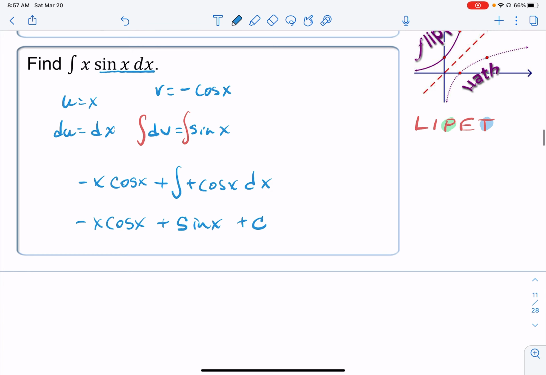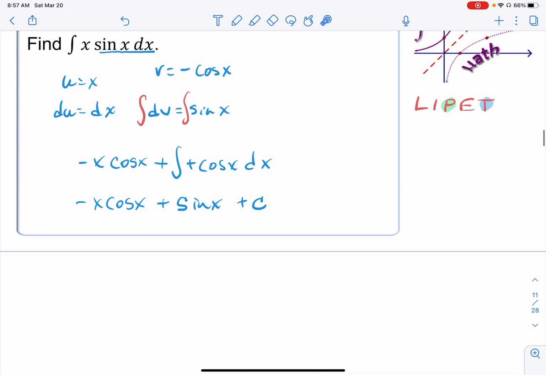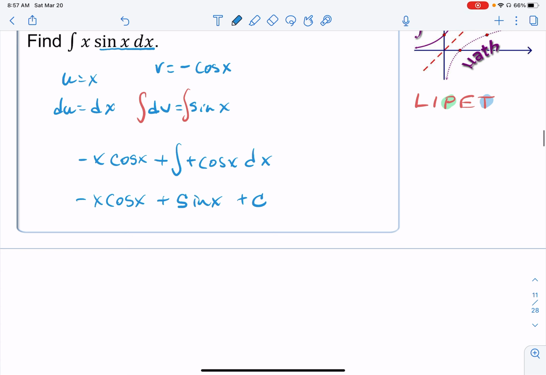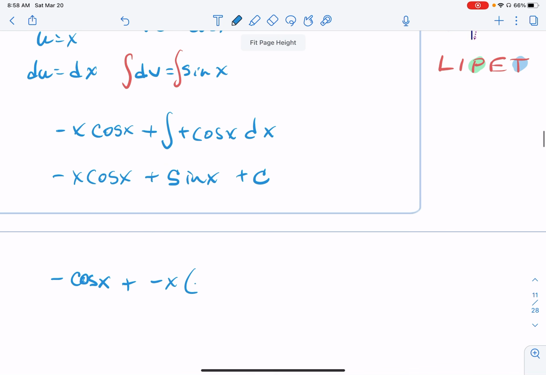Let's check this, which is a good idea, especially when you're first starting out. Let's check it by taking the derivative of this answer, and I should get back to x sine x, right? Using the product rule, I'll tag the negative sign with the x. The derivative of the first function is just negative, so negative cosine x. And then plus the first one times the derivative of the second one. So plus the first function, negative x, times the derivative of the second one; the derivative of cosine is negative sine.